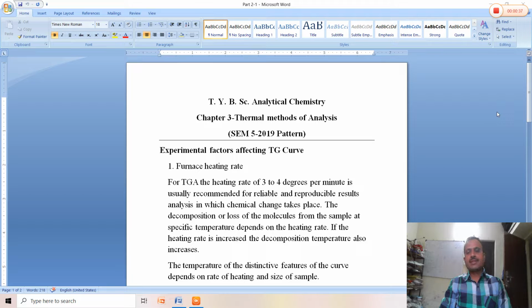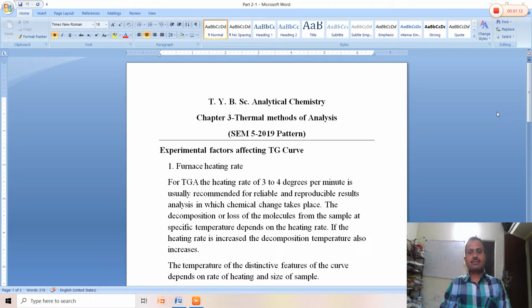Experimental factors affecting the TG curve. There are some factors which affect the TG curve. In every TG curve we get this type of curve. There is a sudden decrease in weight, again with uniform heating rate, and again some sudden decrease with uniform heating rate. So this fluctuation takes place, and we are going to study the factors affecting these fluctuations in this lecture.